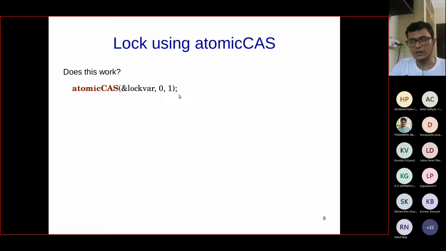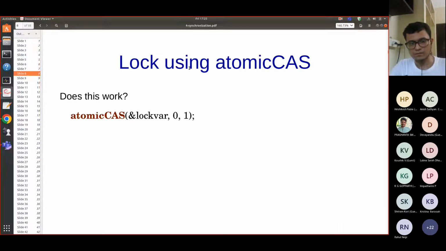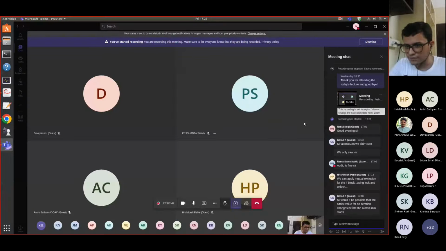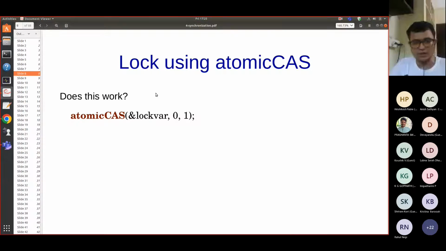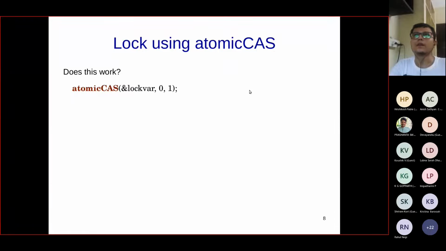Or let me put it in a different way. Can this statement alone be used as a locking mechanism that a thread might invoke before entering the critical section? Should this statement alone ensure that the critical section will be implemented properly? Or in other words, will this work? I hope that question is clear. I request each and every one of you to think about it. Will this work? The critical section is after this.